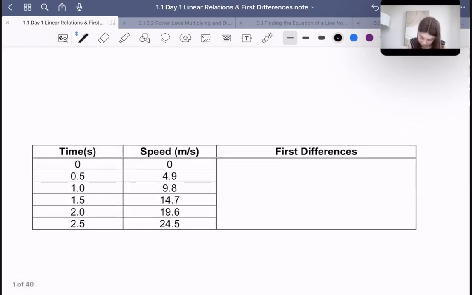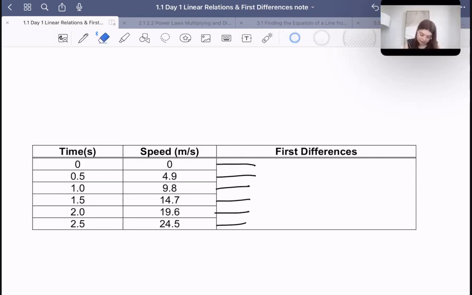So to find the first differences, we need to subtract. We need to do 0 subtract 4.9. Then for the next one, 4.9 minus 9.8, and so on, right? So let's find those first differences here. Okay, so what's 0 minus 4.9? That's negative 4.9. Oh, and in terms of which order you do it in, whether you do 0 minus 4.9 or 4.9 minus 0, it actually doesn't matter as long as you stay consistent.